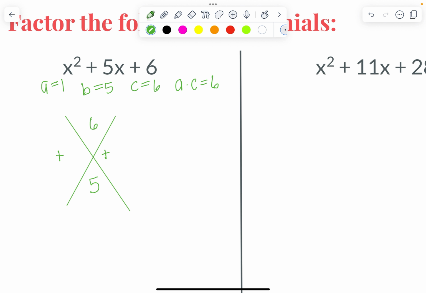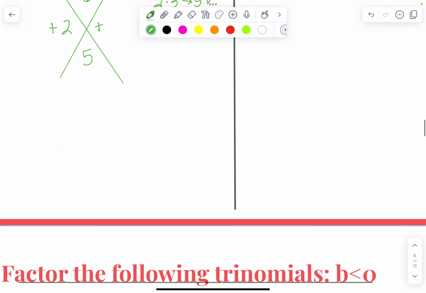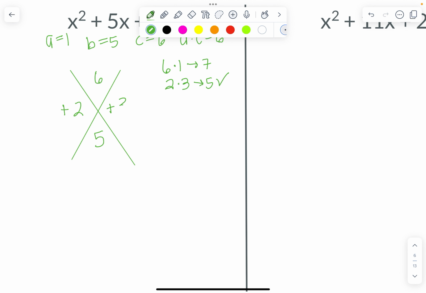So if I think of ways to get to 6, I have 6 and 1. Those add to give me 7. And I have 2 and 3. Those add to give me 5. So that's what I want. Again, since they're both positive, it doesn't matter where you put the 2 and where you put the 3. But don't forget your final answer here. X plus 2, x plus 3.